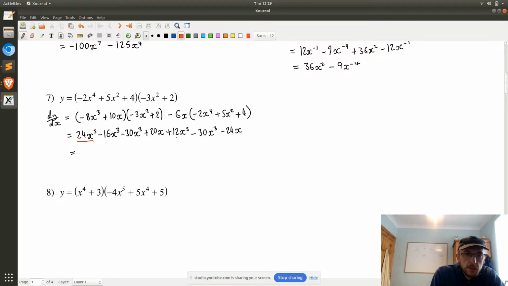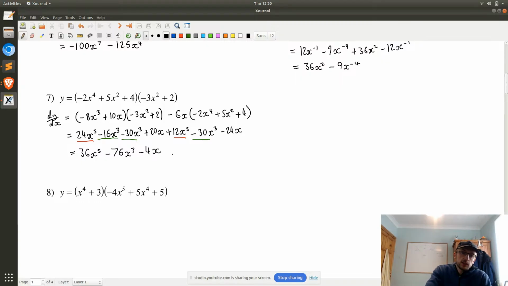There are my fifth powers, and they will be brought together to give me 36x to the 5. And there are my third powers. Well, hold on now. Which must be brought together. So I get minus 46 minus 76. And then the rest are linear terms, and so I get minus 4x.